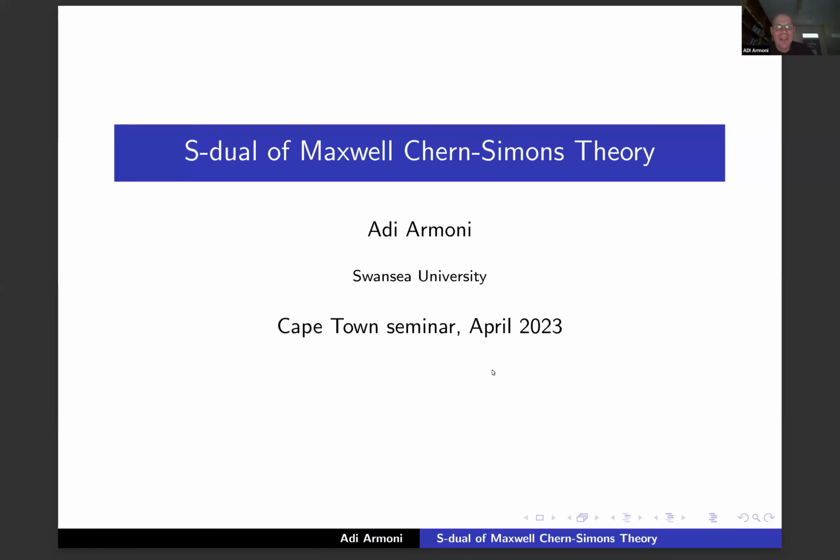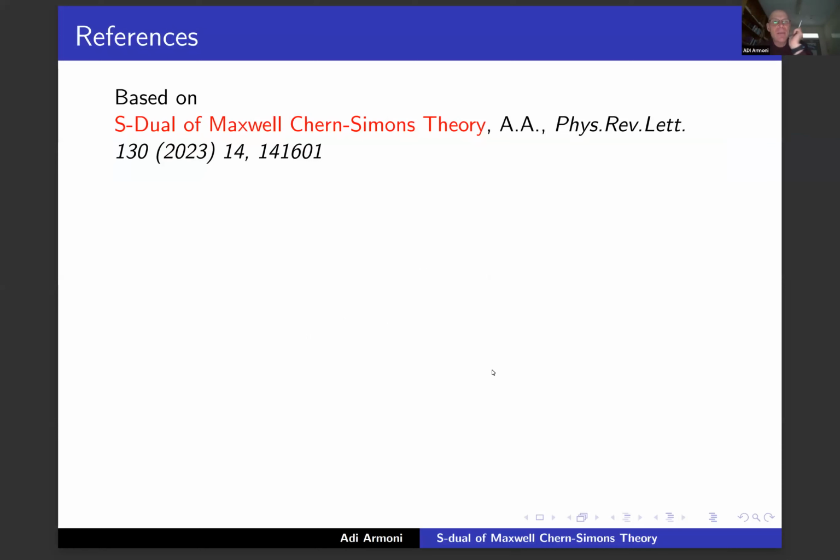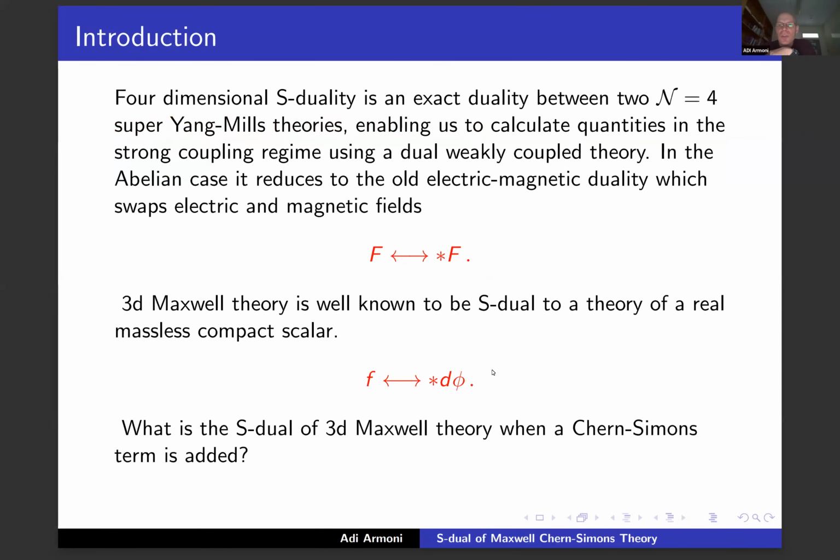And let's see. So indeed, it's based on a recent paper in PRL. And the issue is indeed to find the S-dual of a theory. So let's start with the old S-duality. When we talk about S-duality, we mean S-duality of two N=4 super Yang-Mills theories. And what it really means in the abelian case is just the old electric-magnetic duality that swaps electric and magnetic fields in Maxwell's theory.